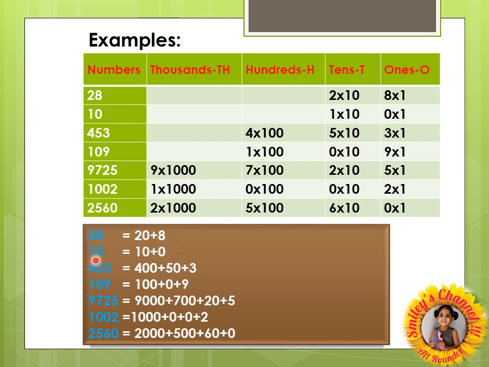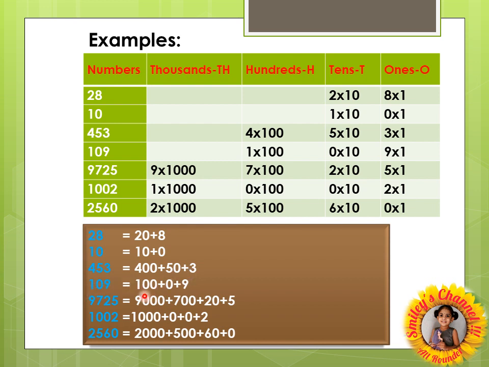That is how you need to write. Again here we have number 10. So 1 is in which place? Tens place. 1 into 10, 10. 0 is in which place? Ones place. 0 into 1, 0. Then 453. So 4 is in hundreds place. 4 into 100, 400. 5 into 10, 50. 3 into 1 because it is in ones place. So 3.